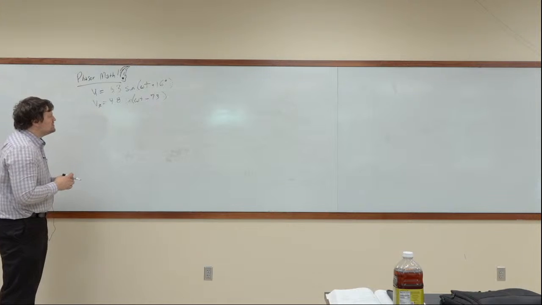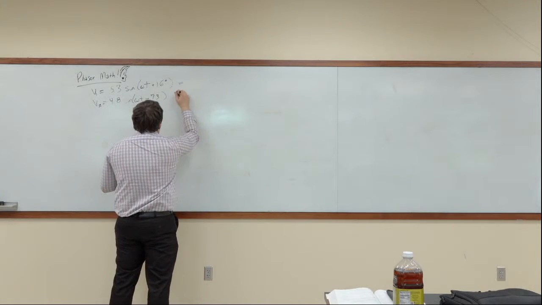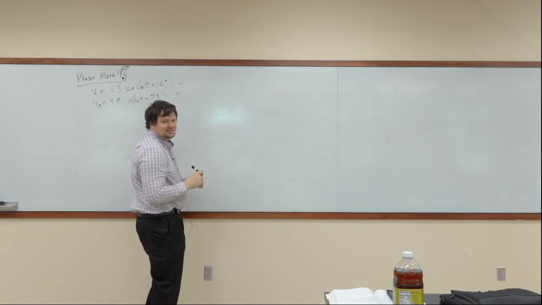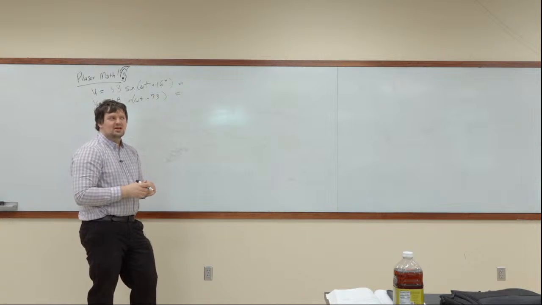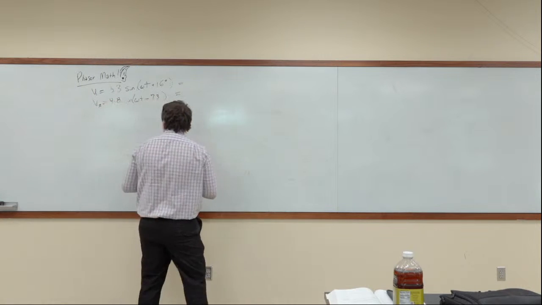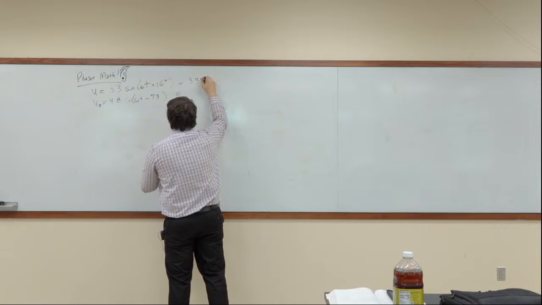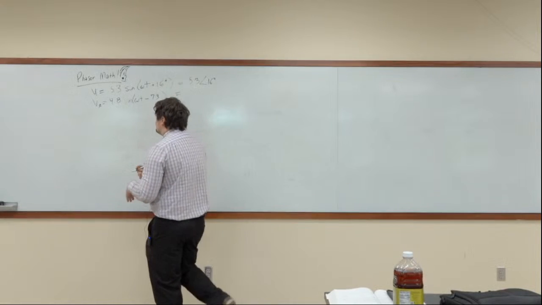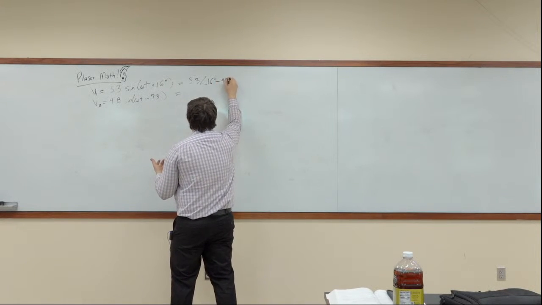Okay. Anyways, so what we're gonna do to start out is we're just gonna represent this as a phasor. So this is gonna be 5.3 angle 16 degrees. To convert from a sine curve into a cosine curve, we have to subtract 90 degrees.